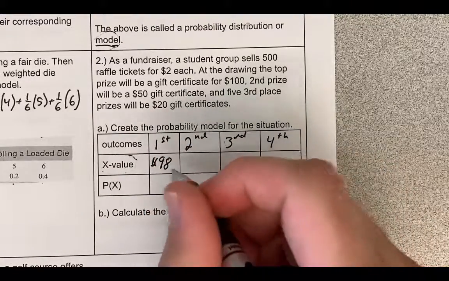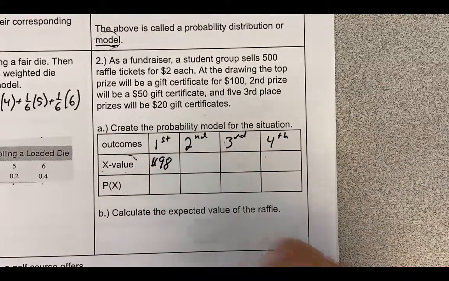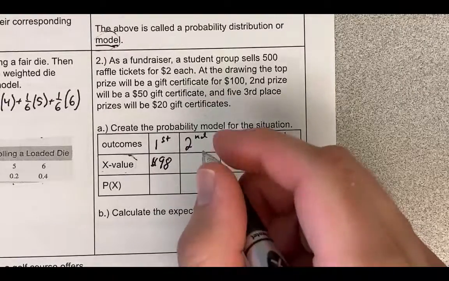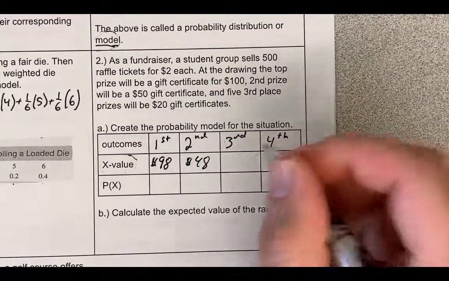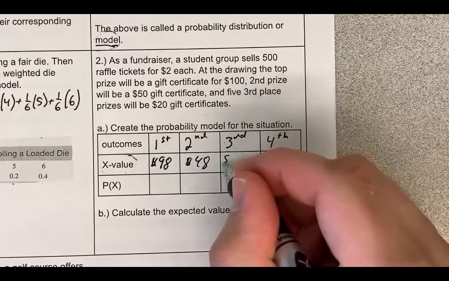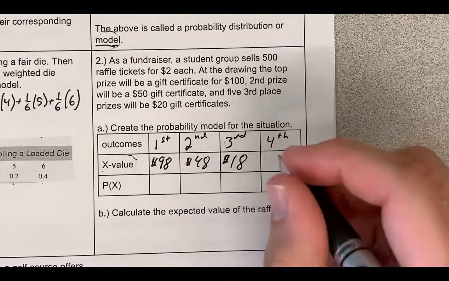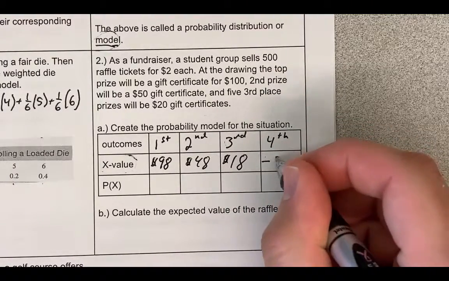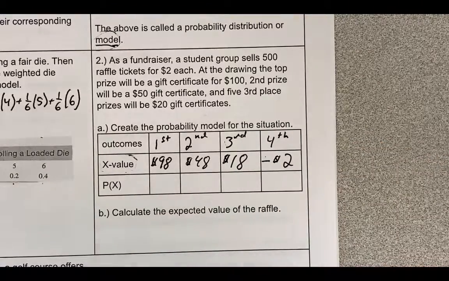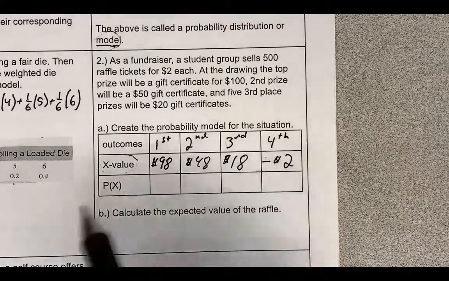And that's because you have to pay $2 to get into the game. And then for second place, it's going to be $48. For third place, it's going to be $18. For fourth place, it's going to be negative $2. So if you lose, you lose $2. Let's look at the probabilities.